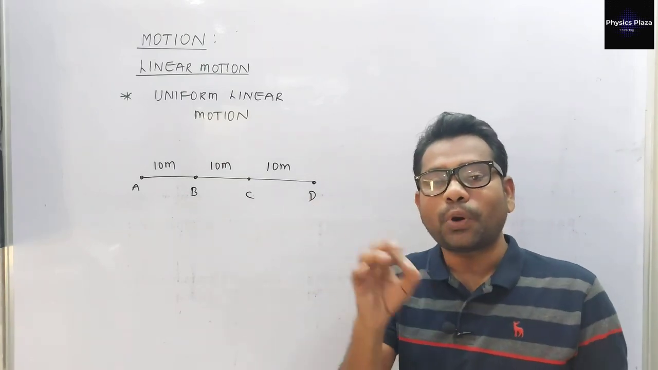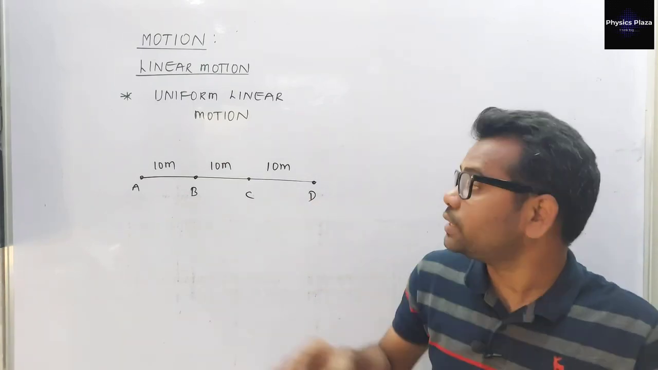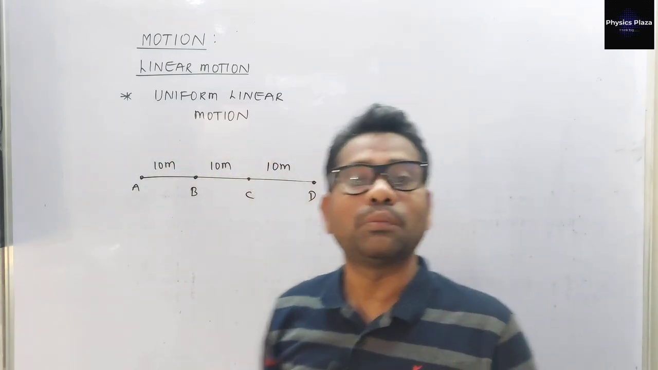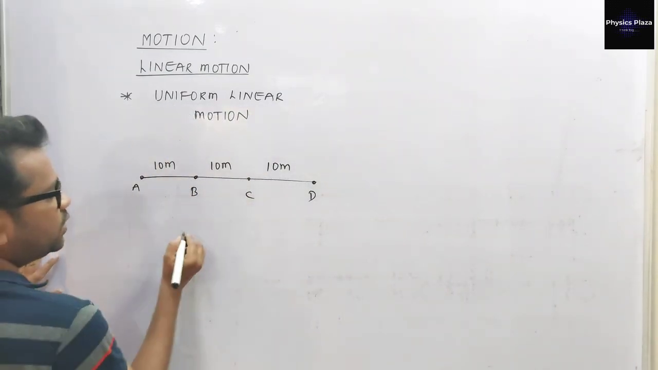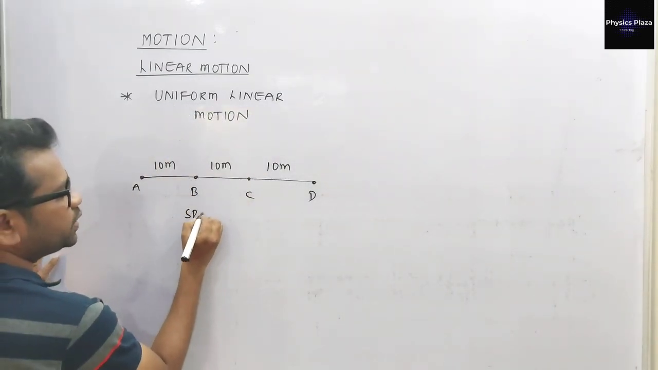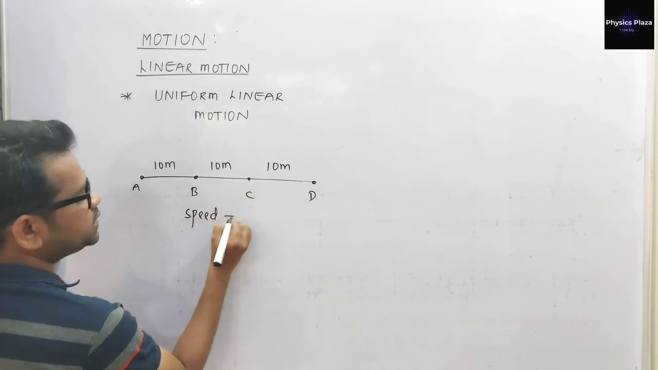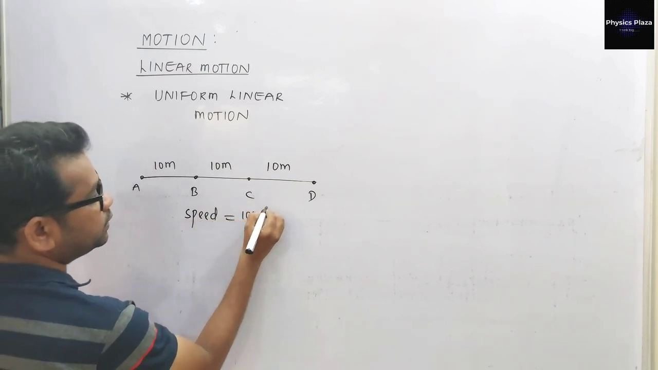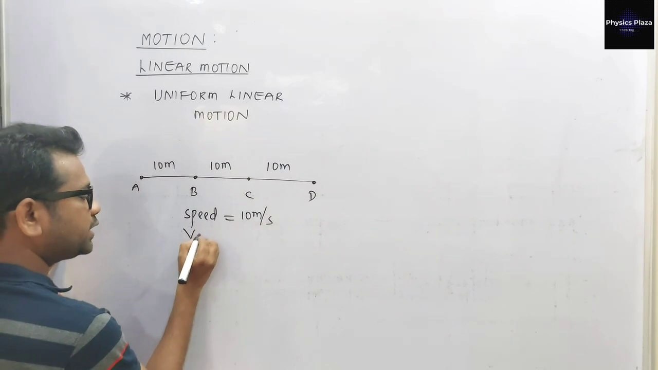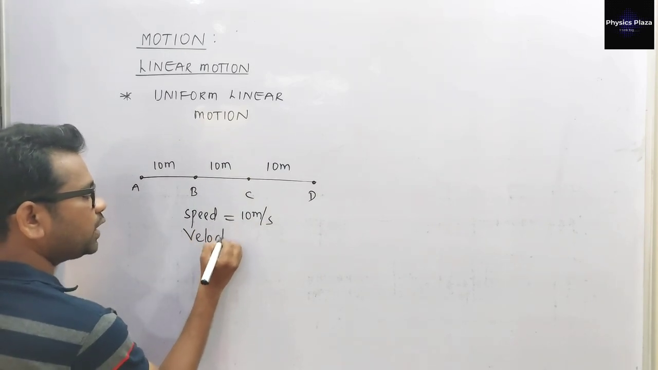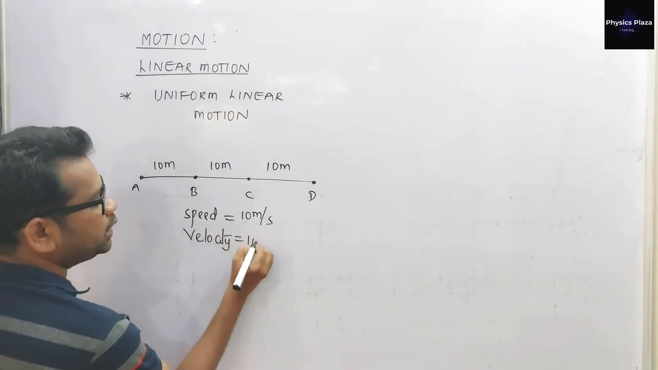Then we can say that the body has uniform motion. That is uniform linear motion. Now children, in this case, what is the speed of the body? Speed of the body is 10 meter per second. What can you say about velocity, children? Even velocity is also 10 meter per second.